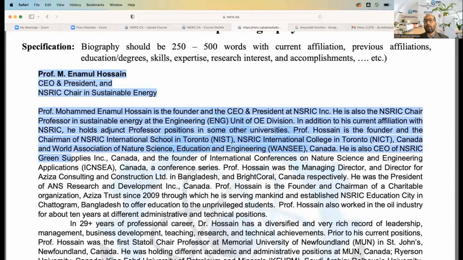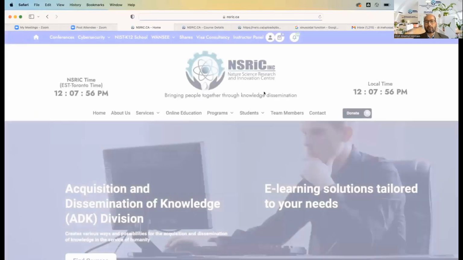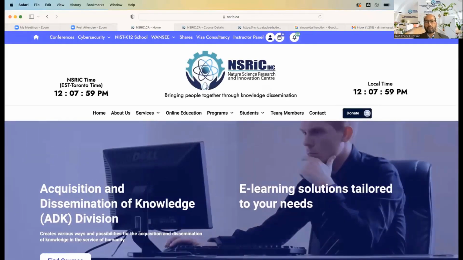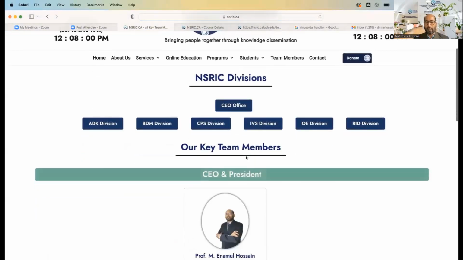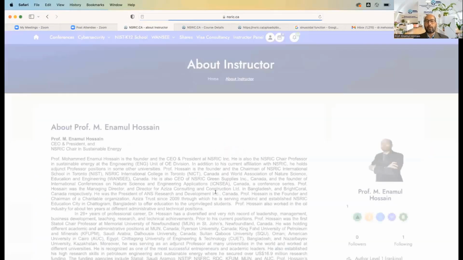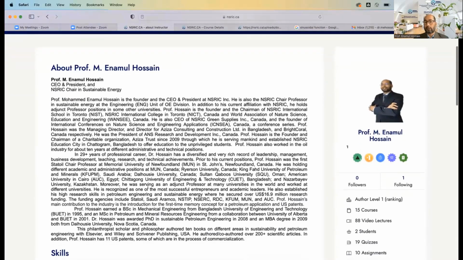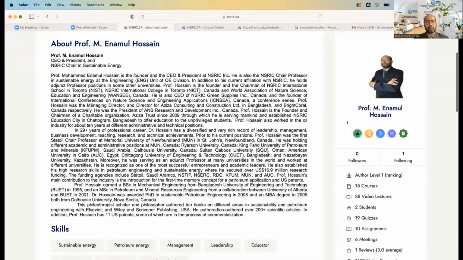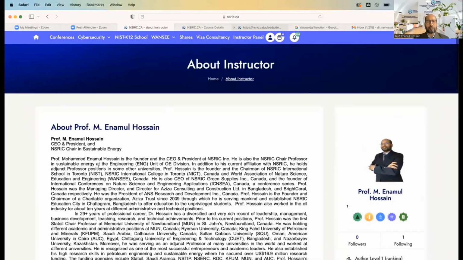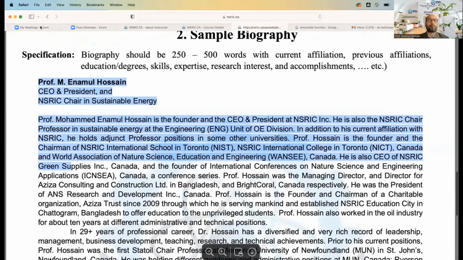For example, if I go to one of the courses, that is extremely important for you. Let's say if you go to the team member, that is what we are looking for. If you click here, it will take you to the biography that you uploaded in your system. You see? So this is how it should look. So you follow this instruction, this format, and it will automatically pop up in our system.